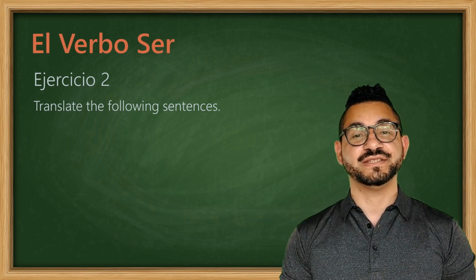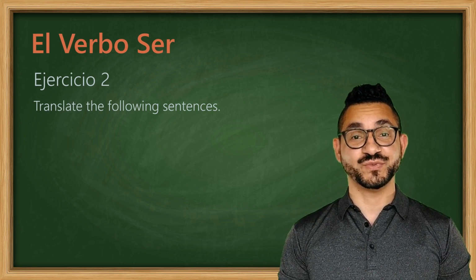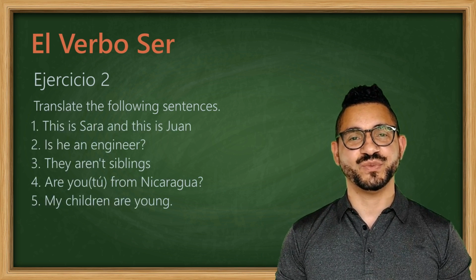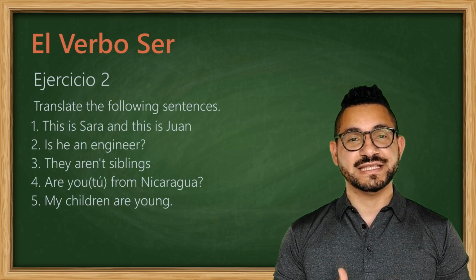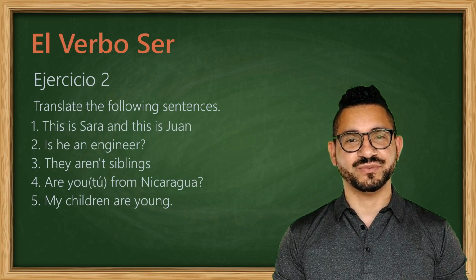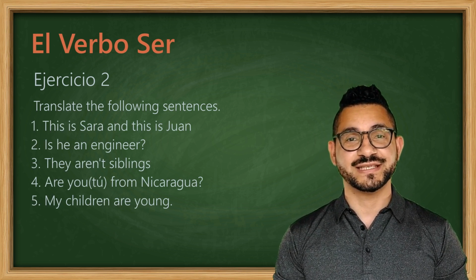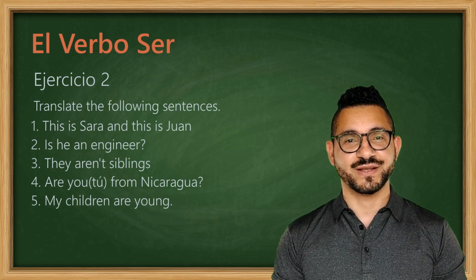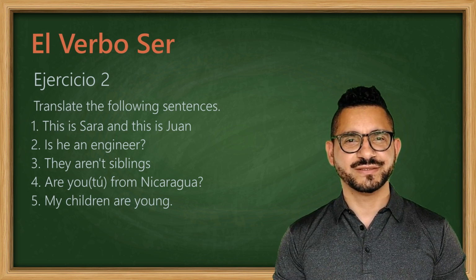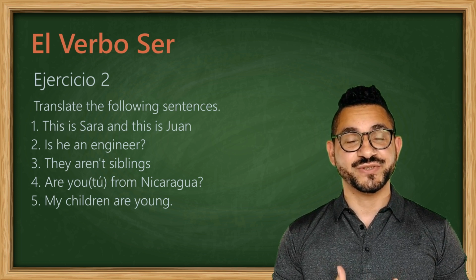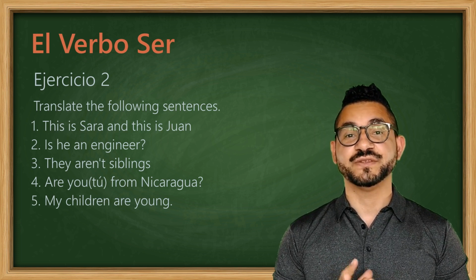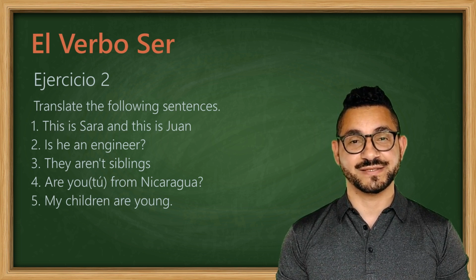Okay, so let's wrap this up with an exercise. Let's translate the following sentences into Spanish. Ready? Let's go. Number 1, this is Sarah and this is Juan. Number 2, is he an engineer? Number 3, they aren't siblings. Number 4, are you from Nicaragua? Number 5, my children are young. Feel free to pause the video while you practice.